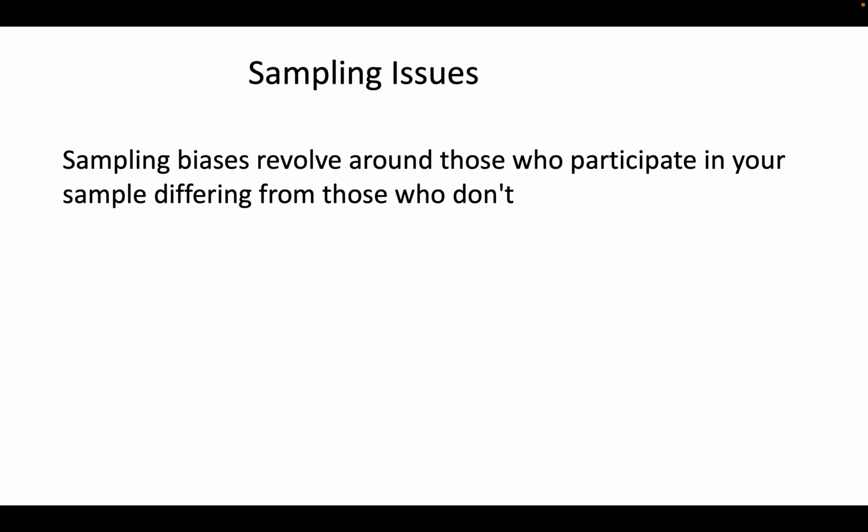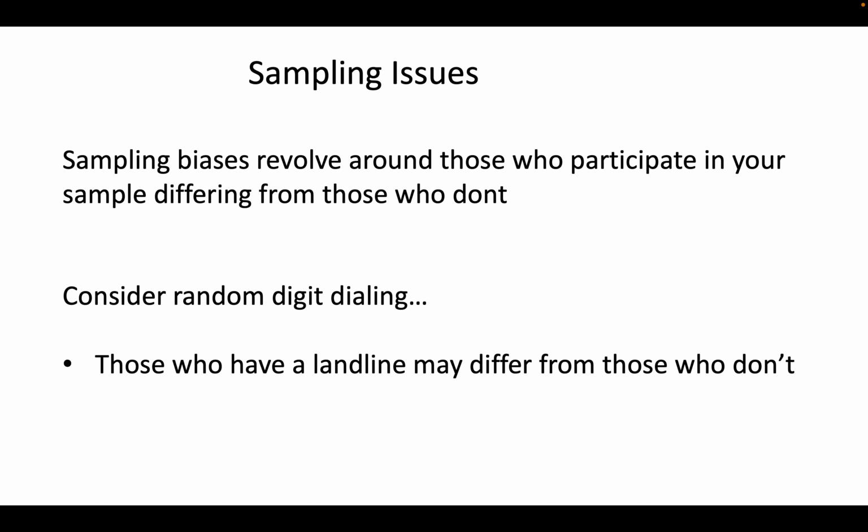Some other sampling issues basically all revolve around people who do participate in your study differing from those who don't. So let's say we do random digit dialing. That's basically like, I guess you'd put the area code in first, so you at least narrow it down to a geographic area, but then randomize the digits that follow, the 7 digits that follow. That has some issues, possibly. If you're using the phone book, people who have landlines might differ from those who don't.